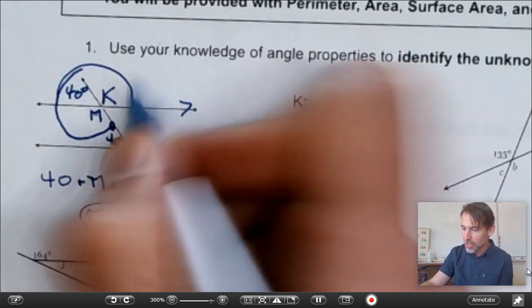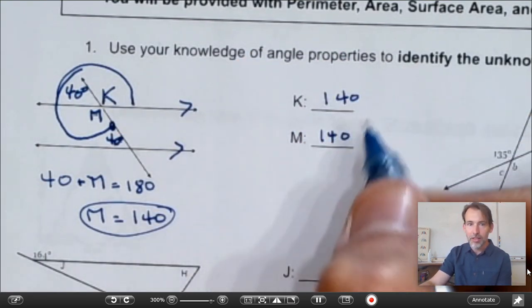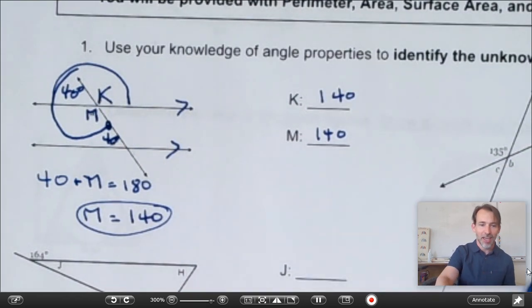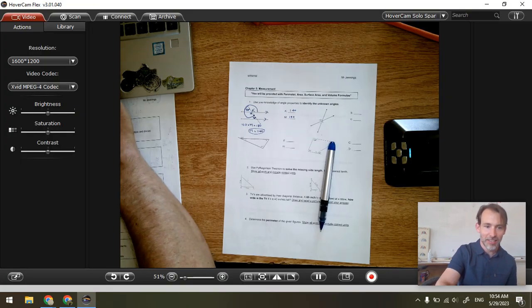M is equal to 140. But by the same logic, K is also 140. So there you go. That's how I would figure out K and M in that case.